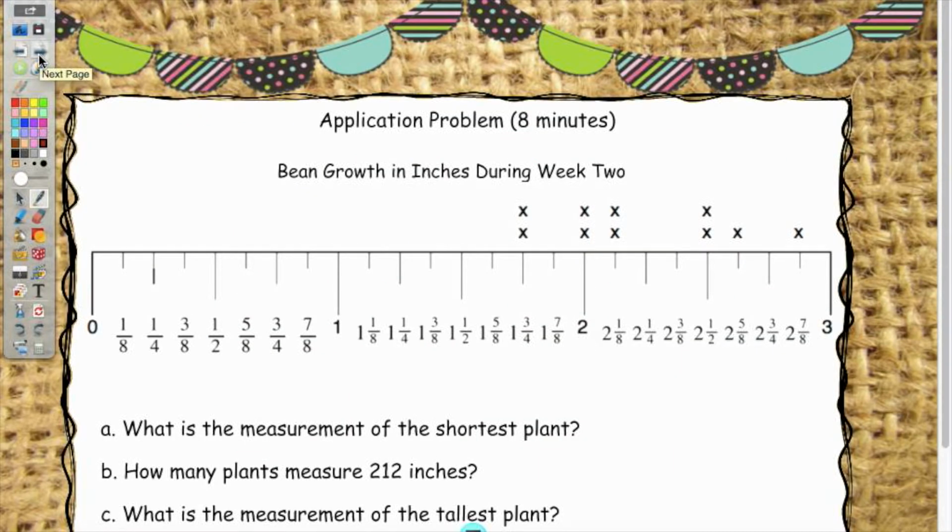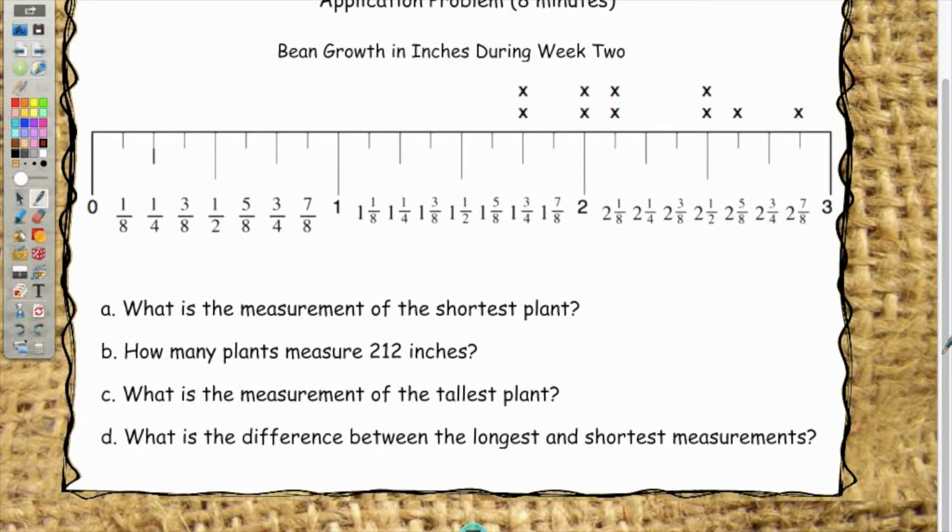So we're ready to answer some questions now. And you can go ahead and look at your paper. This isn't going to be hard for you. This says bean growth in inches during week 2. Sounds like a science teacher to me, recording the growth of the bean plants. Okay, so what is the measurement of the shortest plant? 1 3/4. And I'm guessing you think these are inches? Probably, so just write inches there, okay?